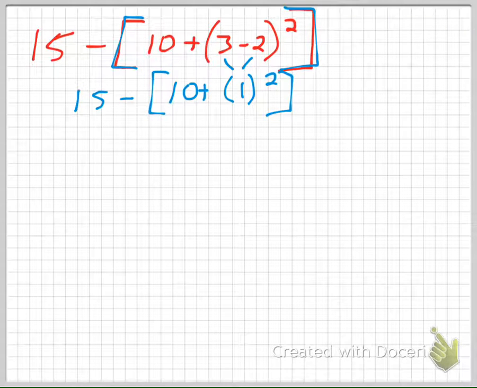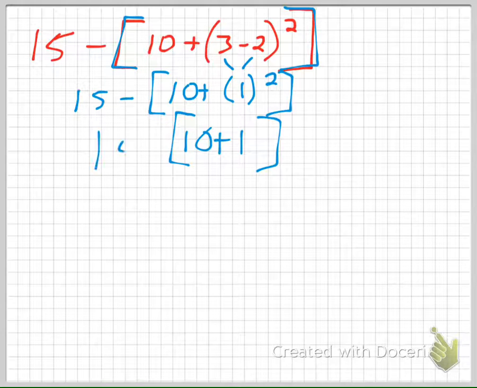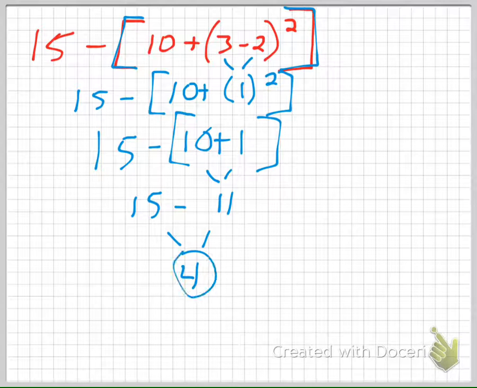15 minus. Okay. Any other parentheses in there? No. Any other exponents in there? Oh, yeah. What's 1 squared? 1. Ten plus 1? How many of you have 4 as the answer? What? Oh, I didn't write that down. Oh, that's kind of hidden. There's a plus 6 out here. Okay, so we'll just keep putting the plus 6 out here.